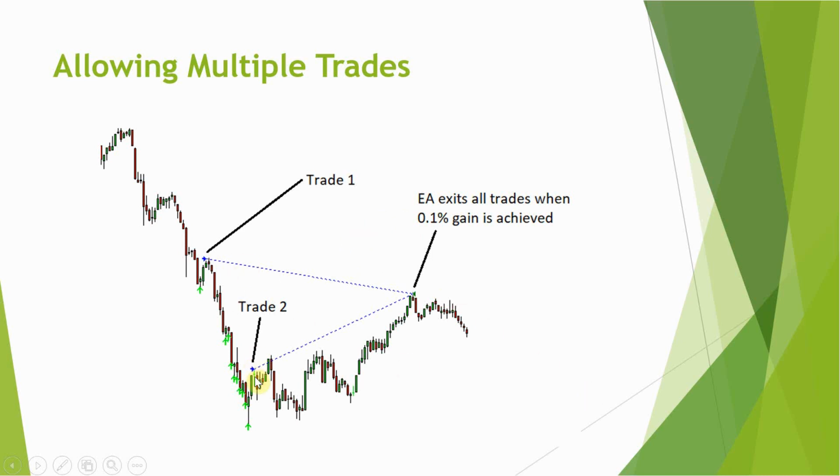But the fact is trade 2 did make more than 5 pips. It had to make more than 5 pips. I don't know what this distance was or how many pips this is, but it had to make more than 5 pips to recover the loss of trade 1.